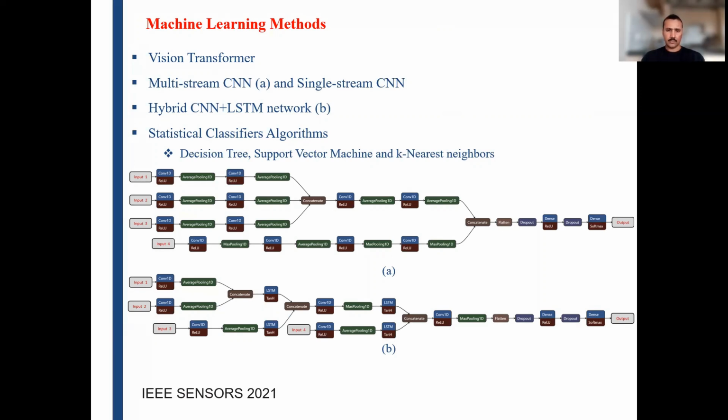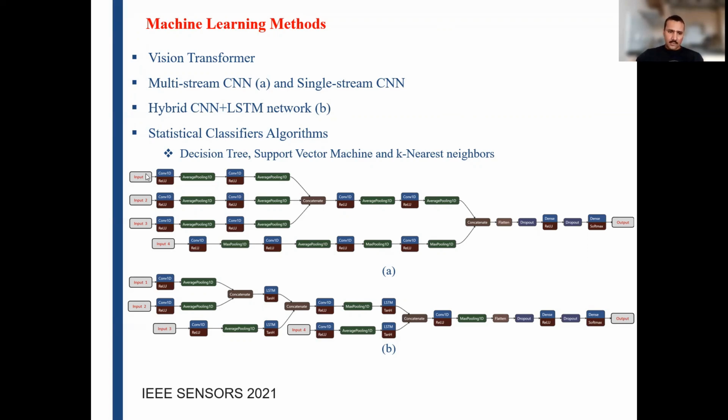They are very new, and they gained huge success in speech recognition, language translation and natural language processing. We proposed the multi-stream CNN, which is the top one, to process the 4 modality data. And we proposed a hybrid CNN+LSTM network, which is B, the one in the bottom. And we used the statistical classifier algorithms: decision tree, support vector machine, and k-nearest neighbor.